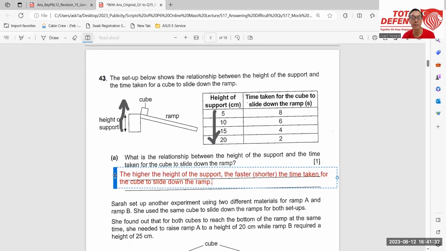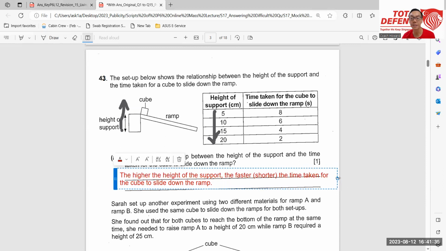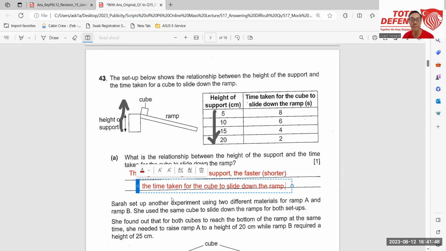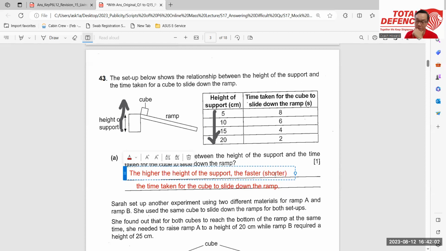Okay. So you mentioned about this, the time taken. Okay, I prefer you to use this word. The higher the height of the support, the shorter the time taken, because they ask you time taken, right? So I prefer you to use the word the shorter the time taken rather than faster. Faster is for speed, sorry. So I prefer you to use this word. Okay. The higher the height of the support, the shorter the time taken for the cube to slide down.